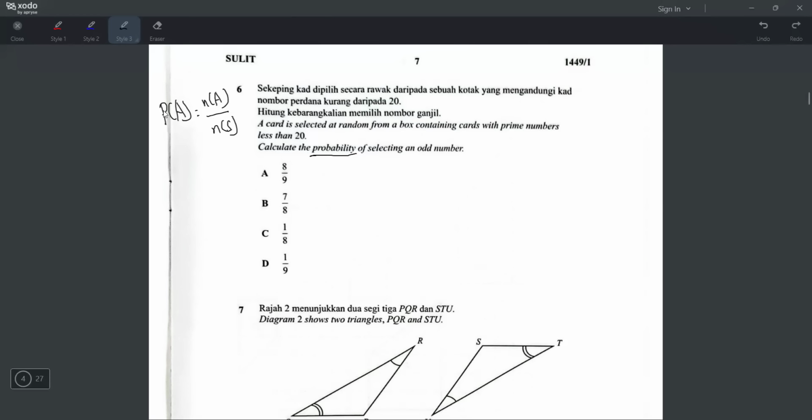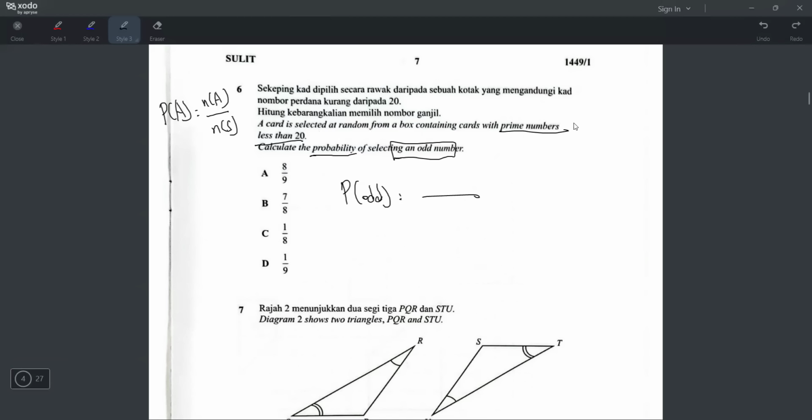So for example, if I want to find probability of girl, then it will be the number of girl divided by the total number. Okay, what is the P(A) for this case? They want odd number. So you are finding probability of odd number. So what do you think I have to put on top? The number of odd numbers, and the bottom will be the total number. So they already said a card is selected at random from a box containing cards with prime numbers less than 20. So let's list out all prime numbers less than 20.